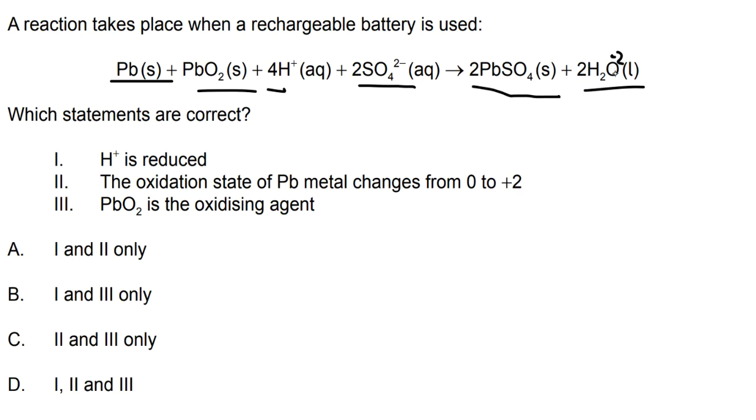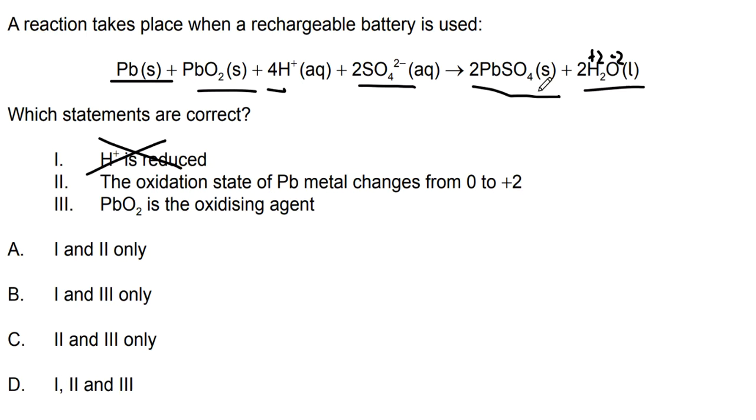We have -2 charge for oxygen and 2 H's, sorry, should be +2 charge. So +1 times 2 to get an overall neutral molecule. So it is in fact not reduced because the charges stayed the same. The oxidation state of metal Pb changes from 0 to +2. Well, metal here is going to be 0.